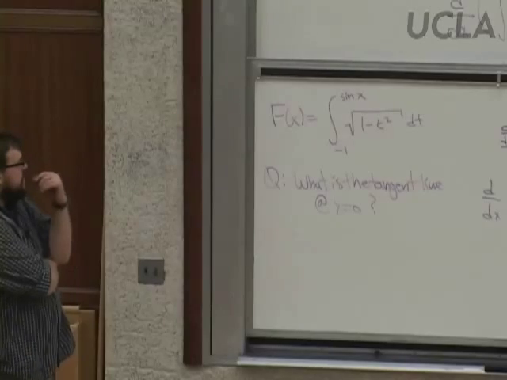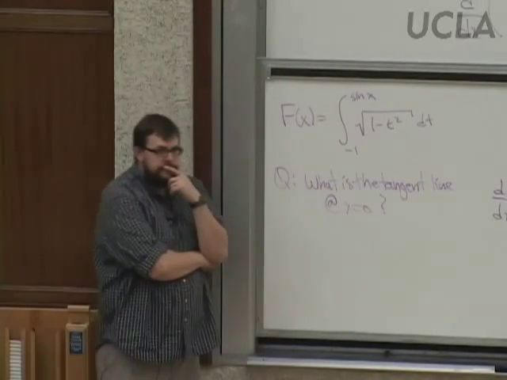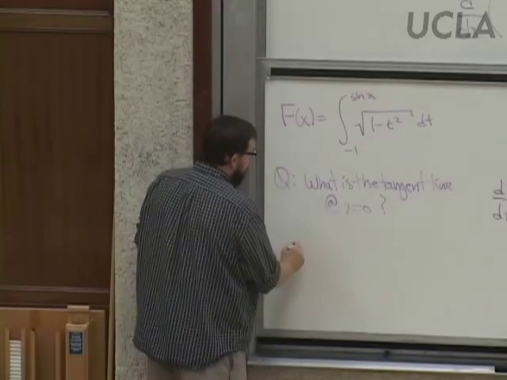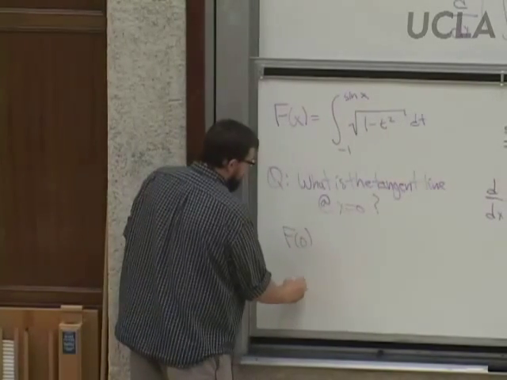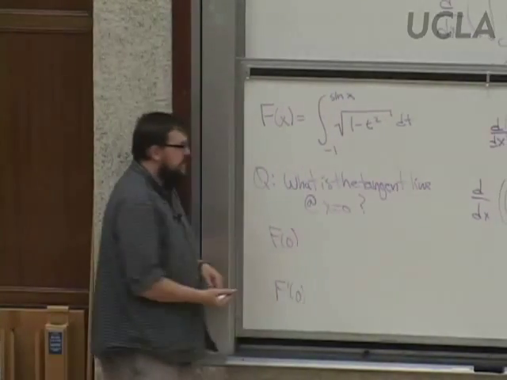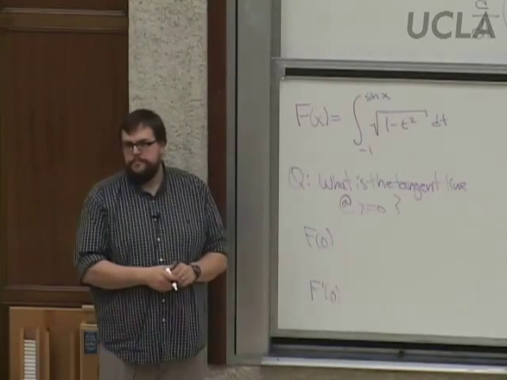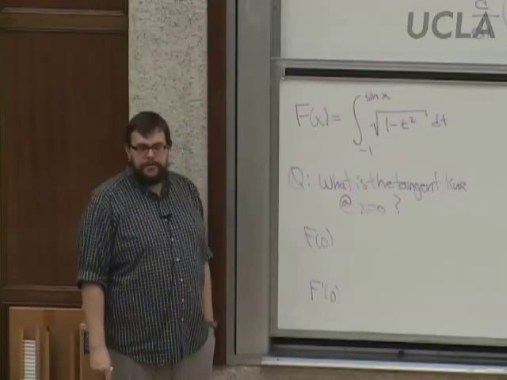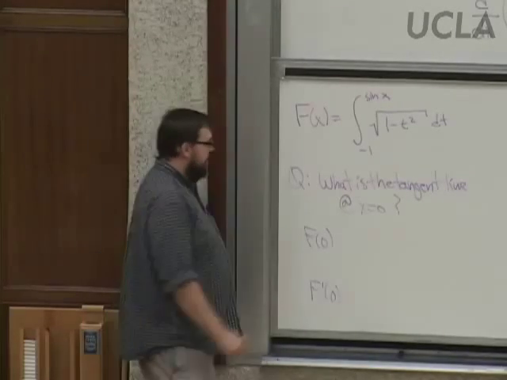So to find the tangent line at x equals 0, what do we need to find? In general, what do we need to find? Well, we need to find f of 0, and we need to find f prime of 0. Because once we know f of 0 and f prime of 0, then it's just really easy to write down the tangent line. We already have x equals 0. OK, so which one do we want to tackle first? F of 0? F prime of 0? How about f of 0?